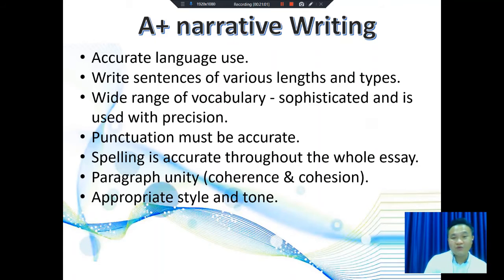And next, a wide range of vocabulary. Of course, they want to see sophisticated vocabulary, and all this vocabulary is used with precision. And next, your punctuation must be accurate, and your spelling is accurate throughout the whole essay. Paragraph unity, like we said just now, when you arrange the sequence, the flow of the story is smooth. And then the next one, appropriate style and tone, especially when you write your story. Okay, next one.